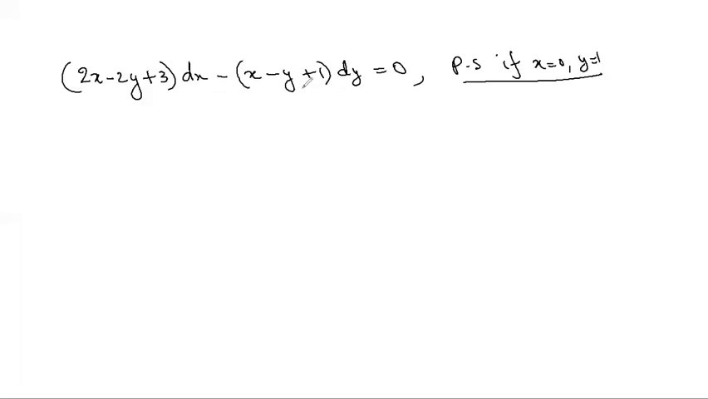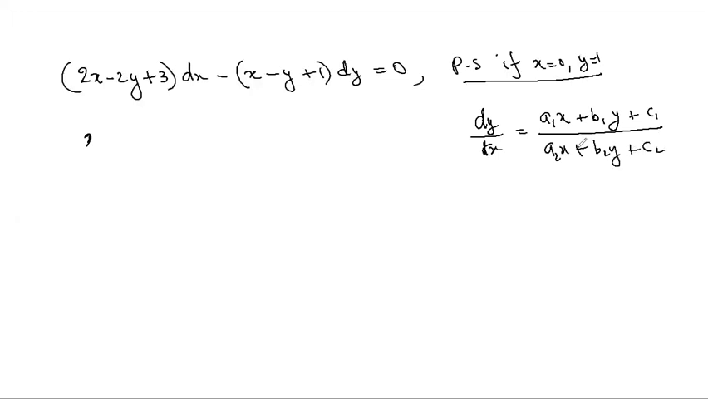When the problem is given in this manner, you can see a linear expression here, and here also a linear expression. If I make dy by dx the subject, it will be like this: a1x plus b1y plus c1 in the numerator, and the denominator will be a2x plus b2y plus c2. There are two categories of problem here. One is where the slope is the same: minus a1 upon b1 is minus a2 upon b2.